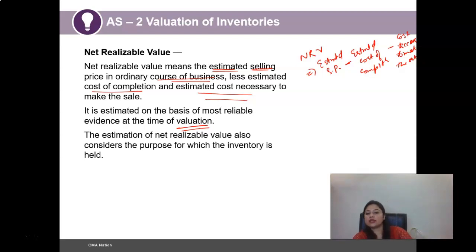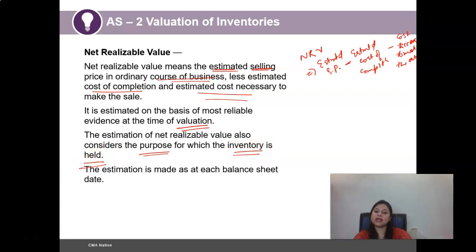Further, the estimation of net realizable value also will consider the purpose for which the inventory is held. And the estimation is made as at each balance sheet date. So we would be valuing the inventories that are left over in the business at the end of every financial accounting period, which is why we are saying that such estimation of the NRV is made at each balance sheet date, as we will be comparing the cost of the inventories with the net realizable value, and thus finalizing the cost or the valuation of such inventories that are to be shown in the books of accounts at the balance sheet date.